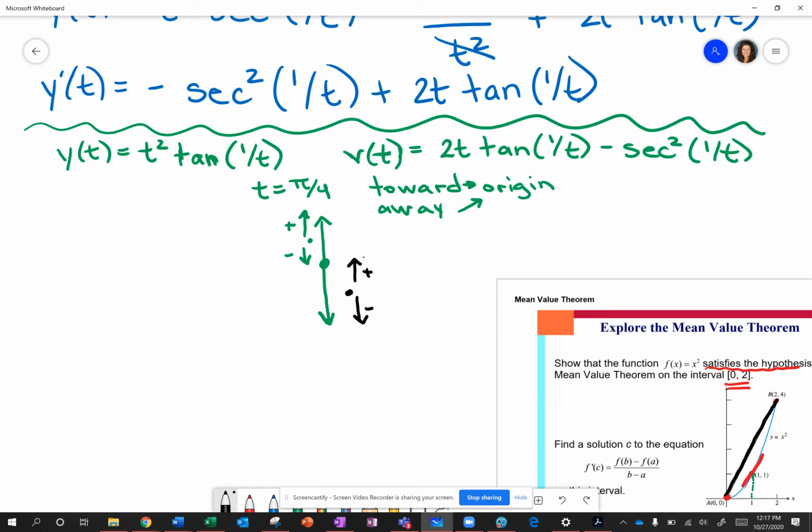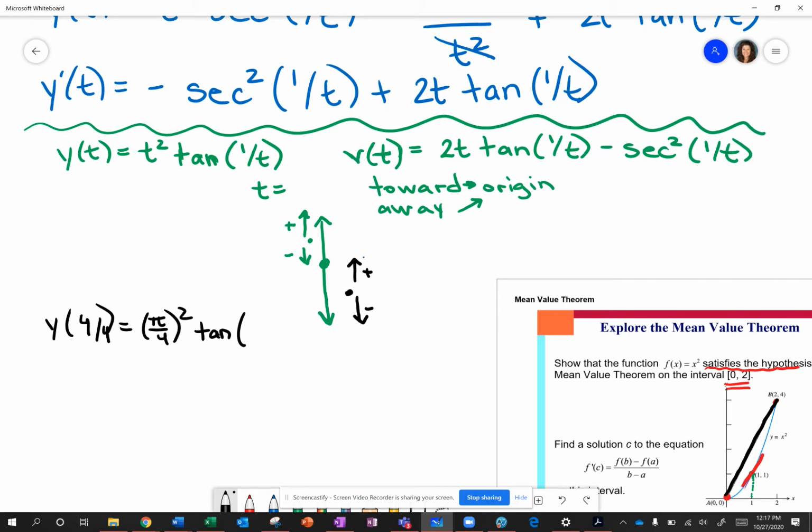So we first have to find the location, the position of the particle at pi over 4. So we have pi over 4 squared times tangent of 1 over pi over 4, which is, oh dear, it's not pi over 4, isn't it? It's 4 over pi. Sorry, guys, I hope that isn't too disturbing.